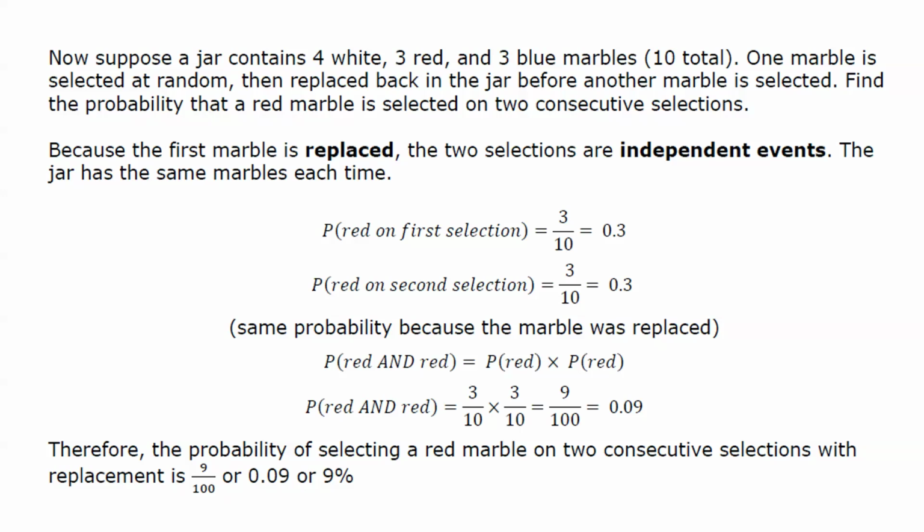The probability of getting red on the first selection is 3 out of 10, because I have 3 marbles that are red. The probability of getting red on the second selection is also 3 out of 10, because I have replacement, meaning we're putting my selection back into the jar. So the probability of red and red is the probability of red times the probability of red, which is 3/10 times 3/10, which equals 9/100. Therefore, the probability of selecting a red marble on 2 consecutive selections with replacement is 9/100, or 9%.